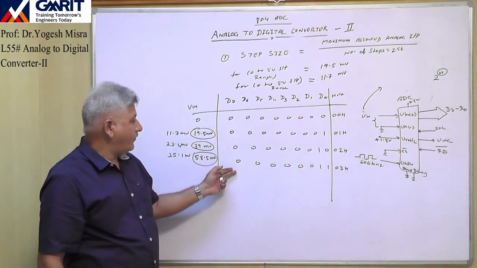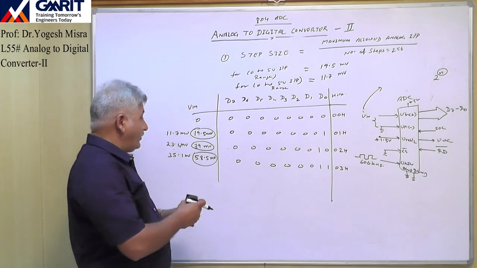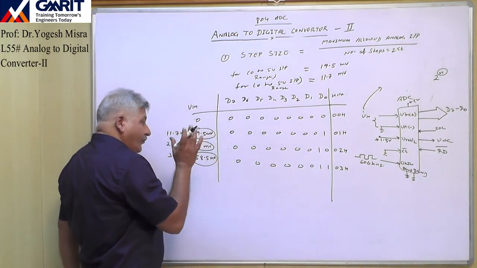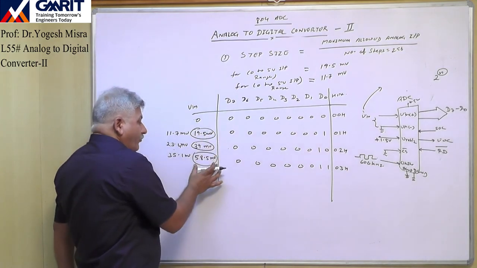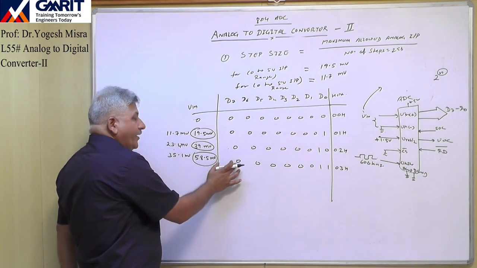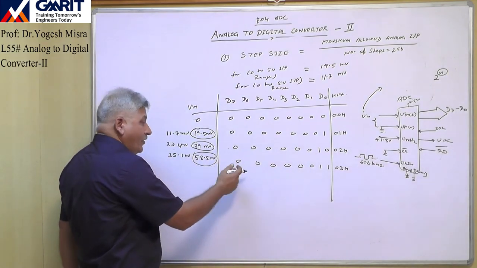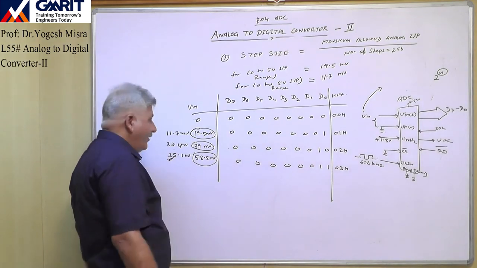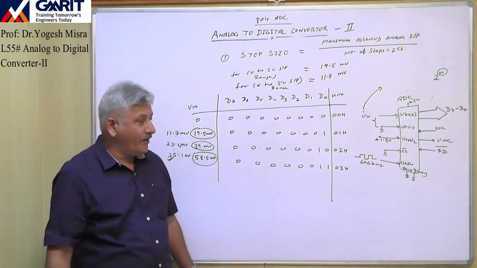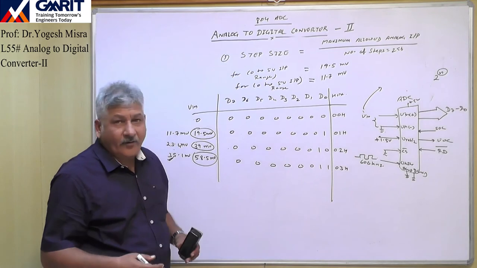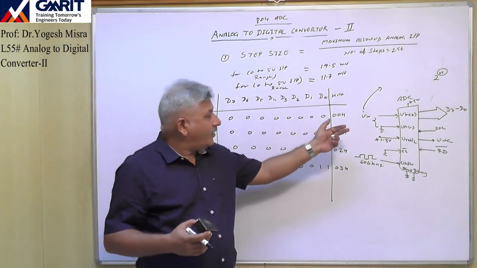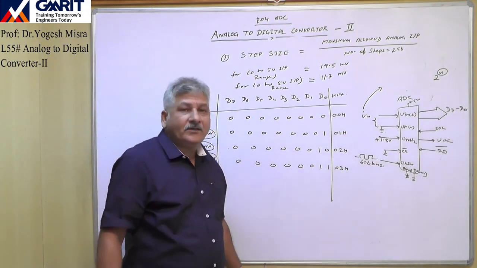This is the digital output, right? So this digital output was previously generated when the input was 58.5 millivolt. At that time you were getting this digital output, but now we get this digital output when we are applying a voltage of 35.1 millivolt. So in this way, we can change the sensitivity of this ADC.